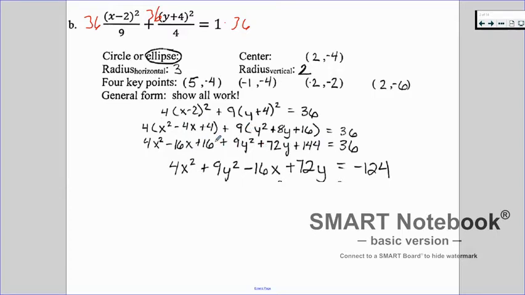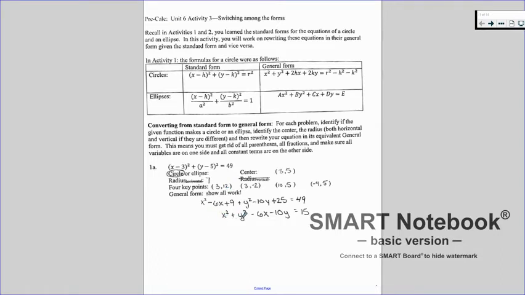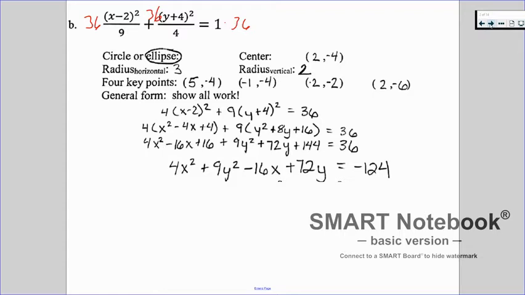And now I have to subtract 16 and subtract 144 from 36. So I get -124 on the right side. A little bit of reorganizing, x squareds, y squareds, x's and y's, and then we're good to go. So there is the general form for the ellipse. Notice these two numbers are different: 4x squared, 9y squared. Here we had a 1x squared, 1y squared. That's going to be a difference that we see when we get into deciding, is it a circle or is it an ellipse?